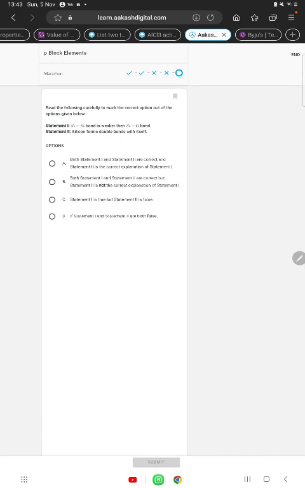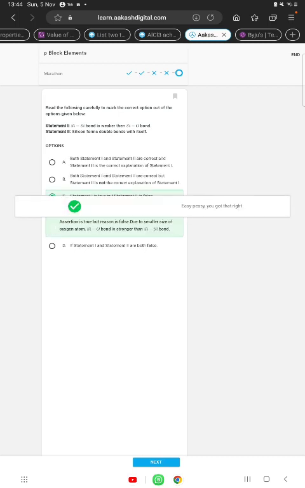Read the following and mark the correct answer. Si-Si bond is weaker than Si-O bond. Silicon forms double bonds with itself. This statement is true. Due to similar size, the Si-O bond is stronger than Si-Si.